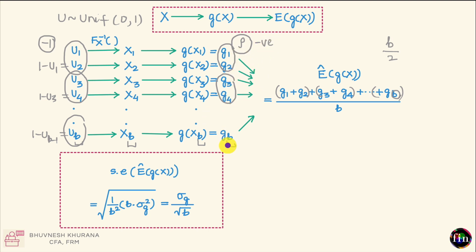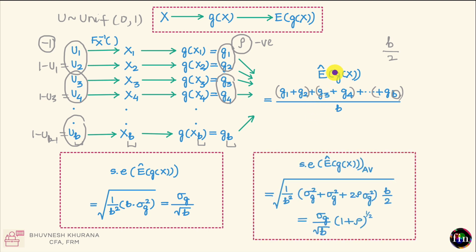Once we have our values of g's, our estimator is still the same, but our standard error of this estimator will now be different. Let's try and figure out what the standard error now turns out to be. Again, standard error is the square root of variance, and our estimator is simply 1 over b times the sum of a few random variables, and hence the variance would be 1 over b squared, that times the variance of this numerator.